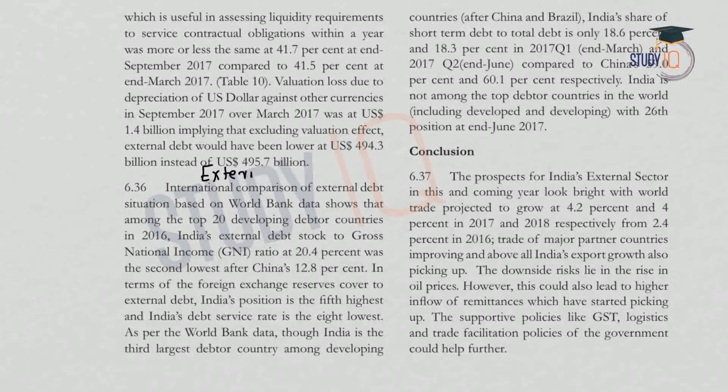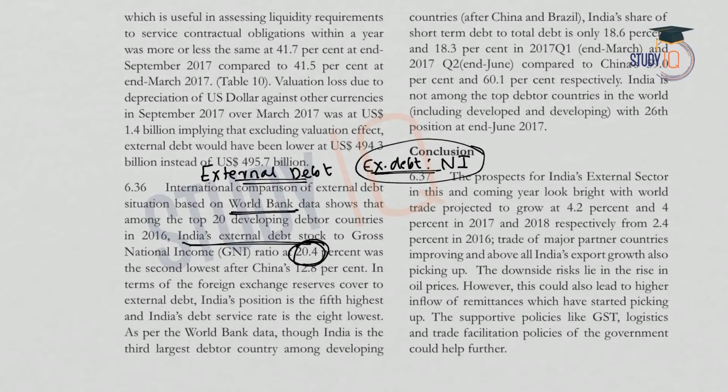Now coming to the external debt of the economy. According to World Bank estimates, India's external debt to gross national income ratio is 20.4%. That is external debt to national income. Gross national income ratio, it is 20.4%, and it is the second lowest after China's 12.8%. And in terms of the foreign exchange that can be used to cover this external debt, India's position is 5th highest, and India's debt service ratio is 8th lowest.